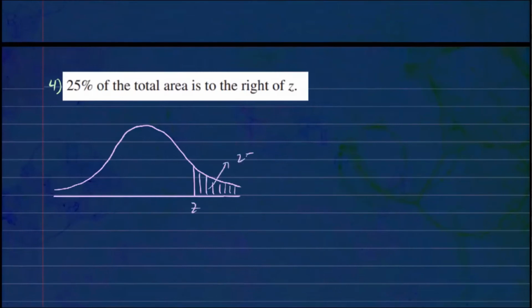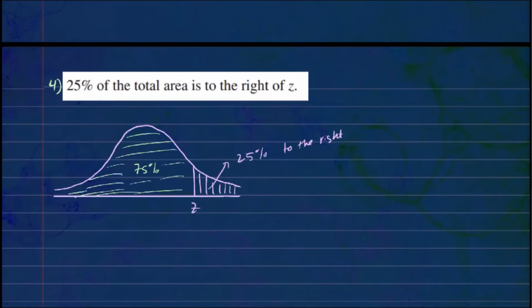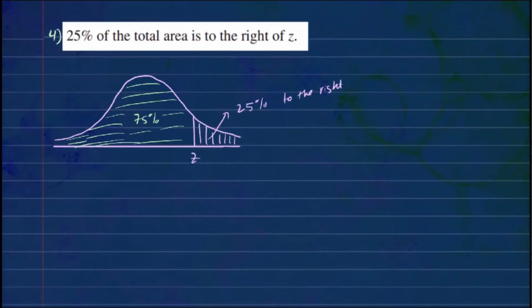So 25% to the right. But if I read off the z table for this, I wouldn't find it, because everything is to the left. That means I need to look at this much, 75%, because the total is 100%. So if I can find 75% to the left, then that z is equivalent to 25% to the right. So we're going to look for an area of 0.75, and that z will be the one we're looking for.